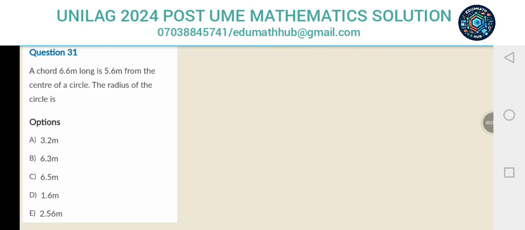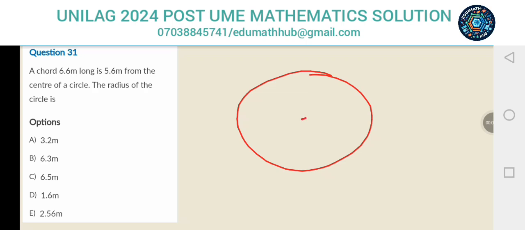So for the next question, we are told that a chord 6.6 meter long is 5.6 meter from the center of a circle. You have to find the radius of the circle. Okay, this is circle geometry. So you need to draw a circle first. This is the center of the circle right here. Then this is the chord here.